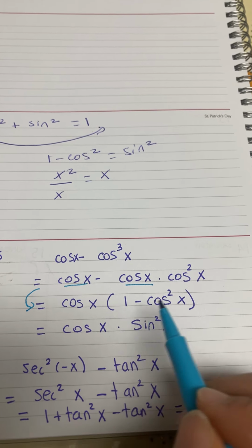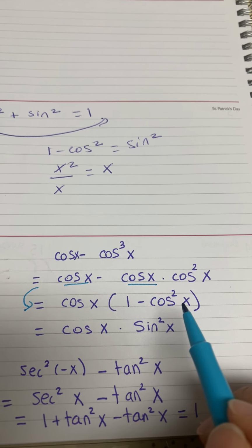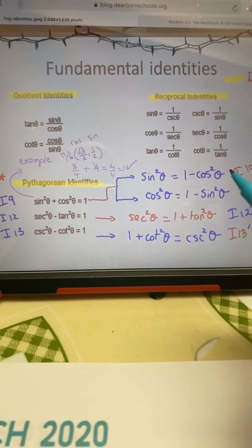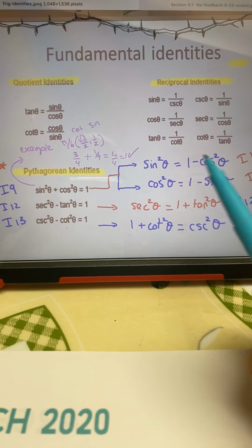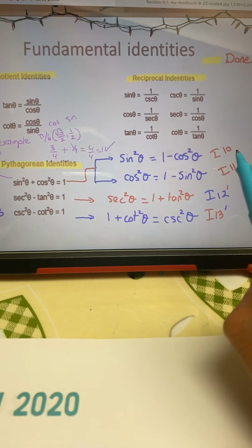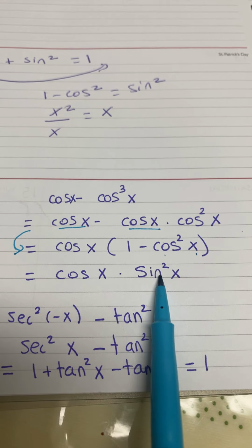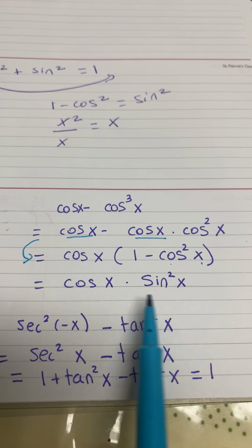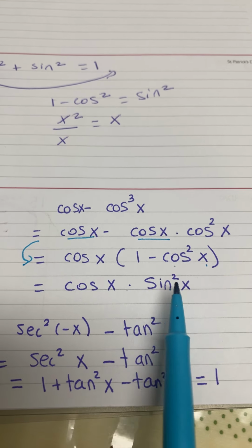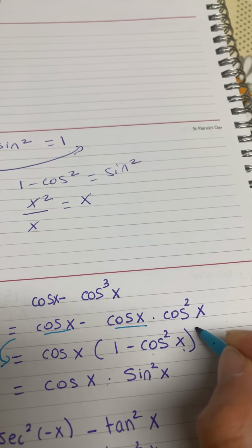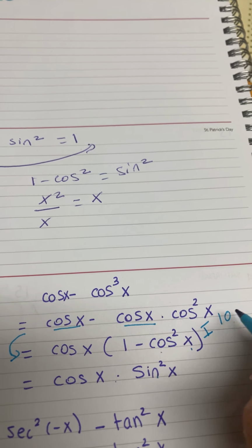We get up to here and we ask ourselves, oh, we saw this before, 1 minus cosine squared. And today I put on the other screen what we have done so far from the identity sheet. That way we can refer to it. 1 minus cosine squared is sine squared. So according to identity 10, 1 minus cosine squared is sine squared. So the simplified form will be cosine multiplied by sine squared. And that was number 15. So we used right here, if I want to put next to it, identity number 10.